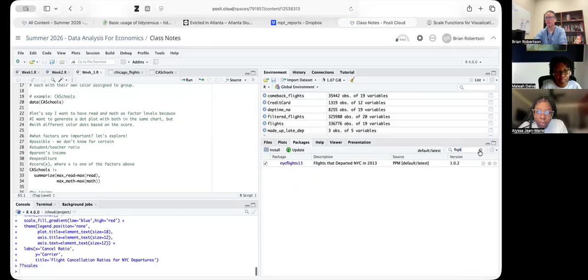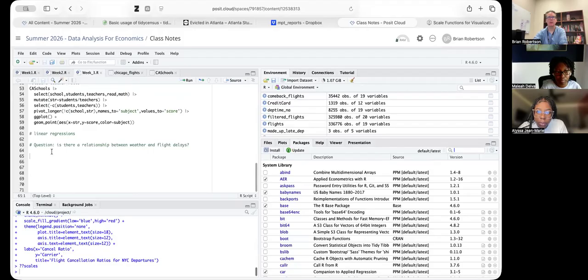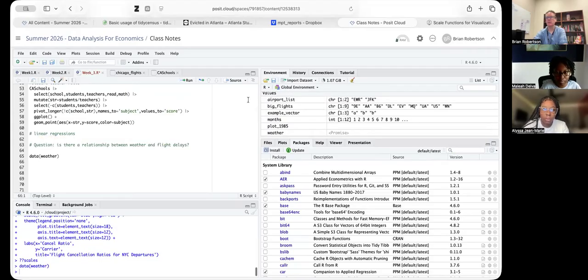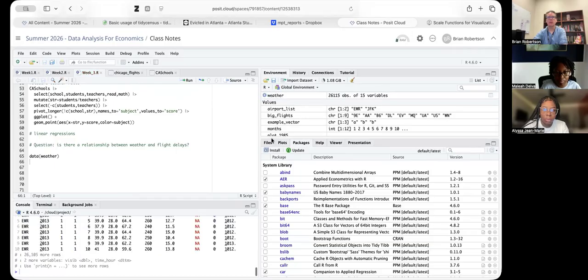I have that loaded. Okay, so I've got that package loaded already in here. So I can just go data, weather. That should just load fine for me. It does. Let's examine weather.